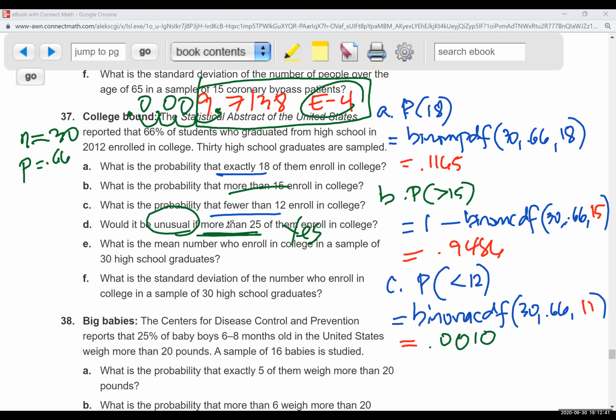Michael, whenever you see more than, it should be 1 minus binom CDF, okay? So don't forget that. That's the hint. Every time you see more than of a number, you always use 1 minus binom CDF. If you see fewer than, you have to use binom CDF, N, P, and X minus 1. All right, so it's a no.